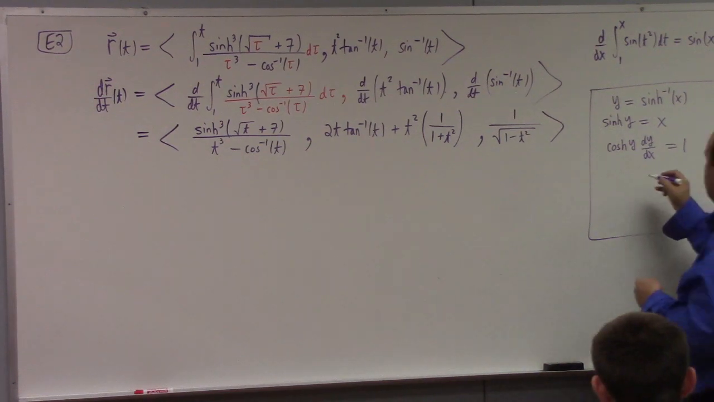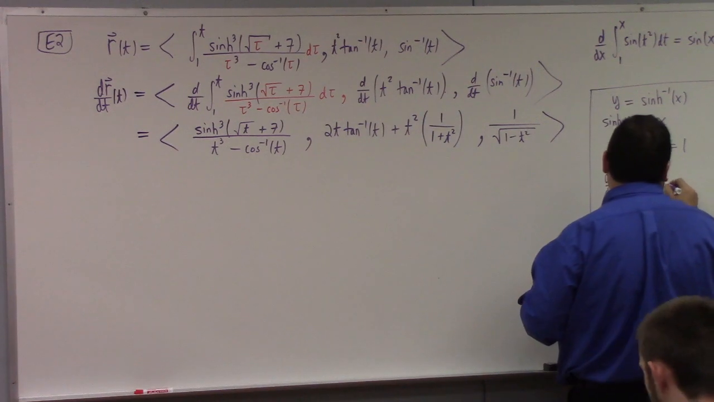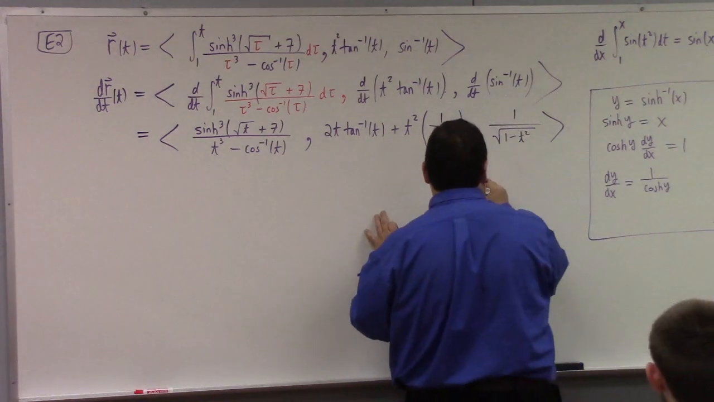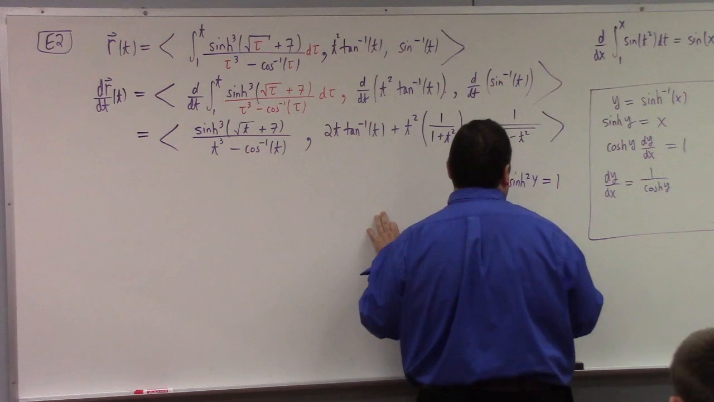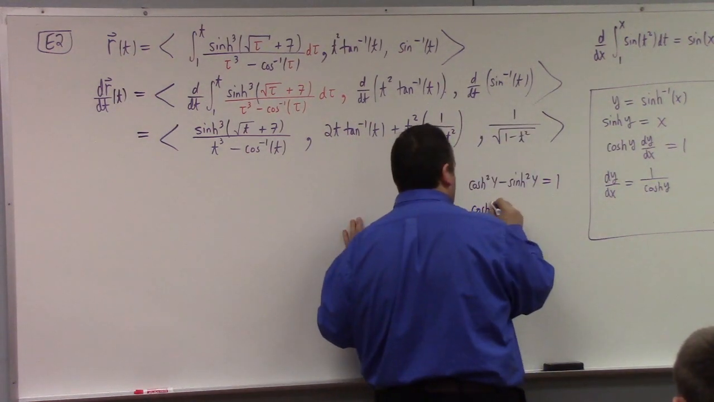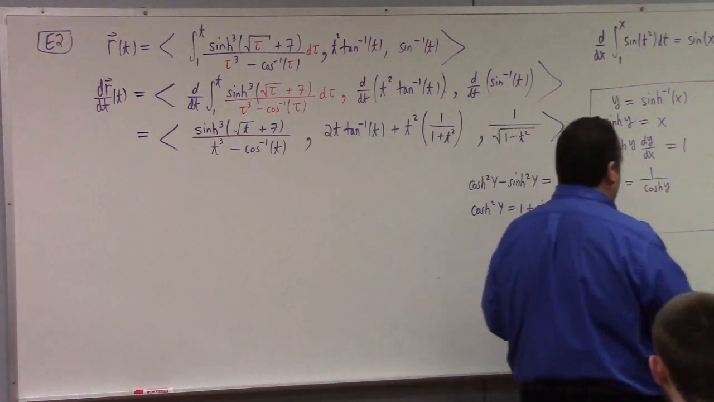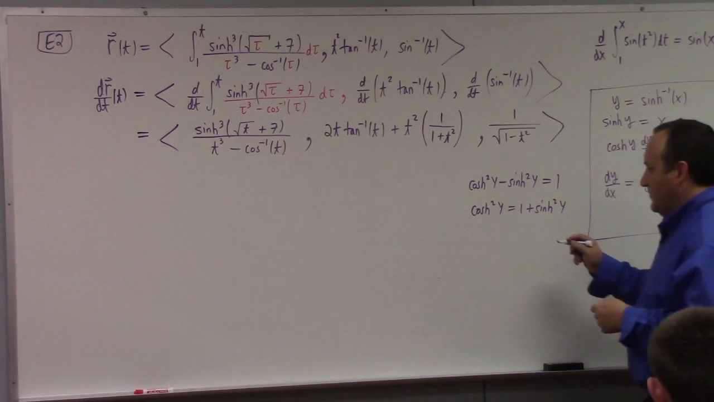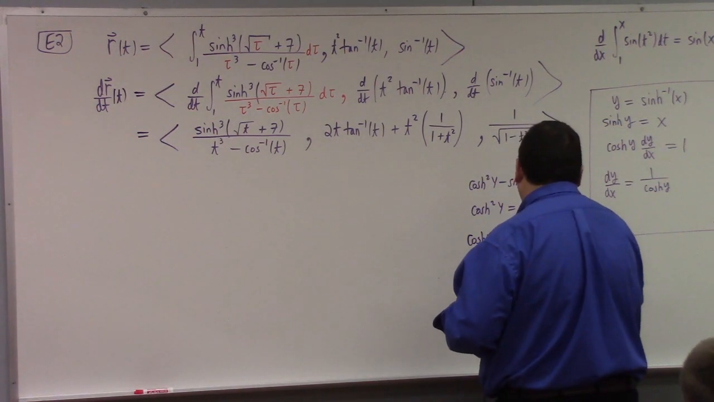So dy/dx is 1 over cosh y. But remember, the fundamental identity for cosh and sinh is what? Cosh squared y minus sinh squared y equals 1. So you see, cosh squared y is equal to 1 plus sinh squared y. And because cosh is greater than or equal to 1, if I take the square root of this equation, it unambiguously gives me that hyperbolic cosine of y is equal to the square root of 1 plus the hyperbolic sine squared of y.